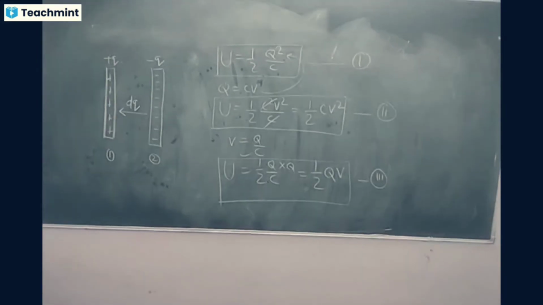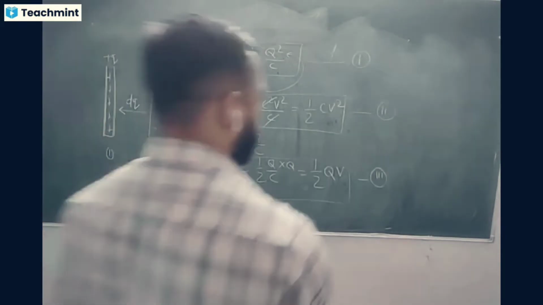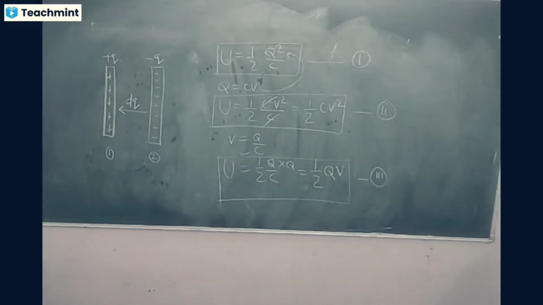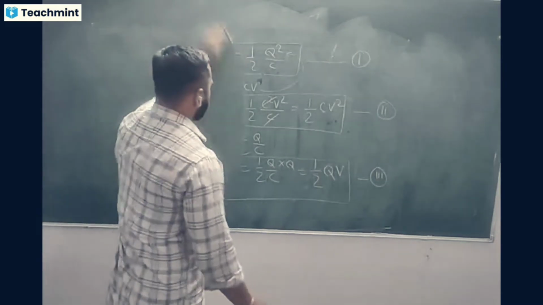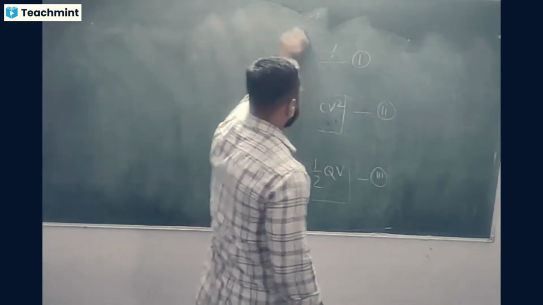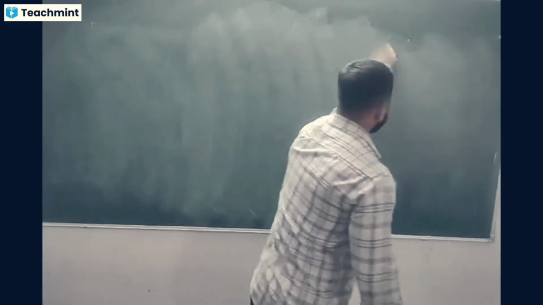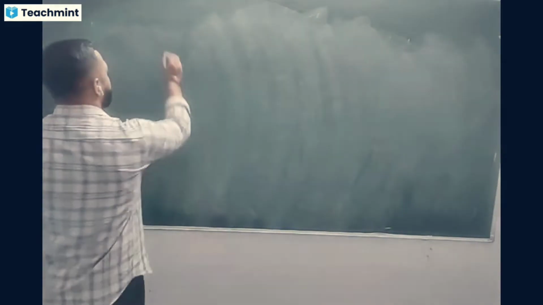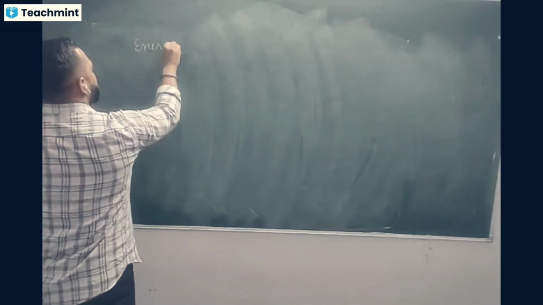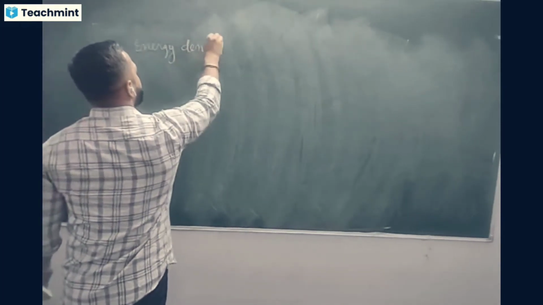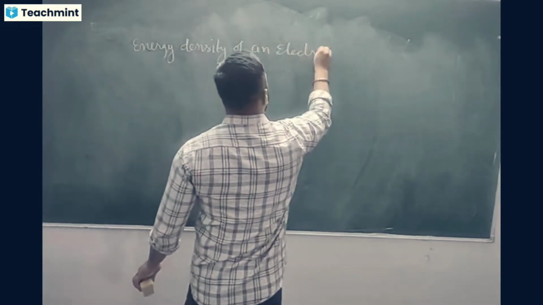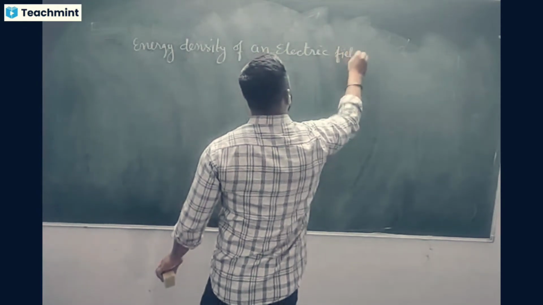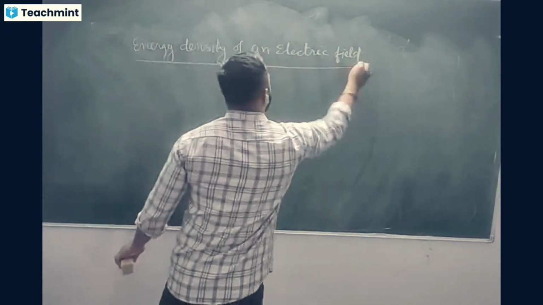Now in this there is another very important thing that may be asked: the energy density of an electric field. If the plate is there, then there is some electric field also. So another thing that we need to know is the energy density of an electric field, the energy stored due to an electric field. So you can write the energy density of an electric field.